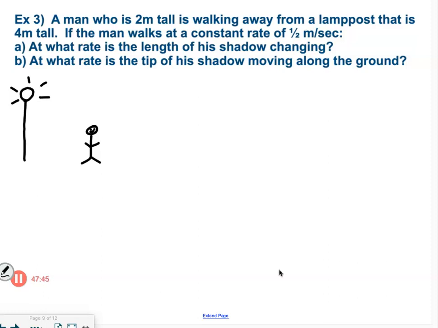Okay, so this is my lamppost. This is my man. The way that shadows work is you have your light source, and it's all of the light that is blocked by the man, right? It creates that shadow. So you go from your light source to touch the top of his head and keep going down. Then I'm going to connect here to the ground. So this distance right here, that's his shadow.